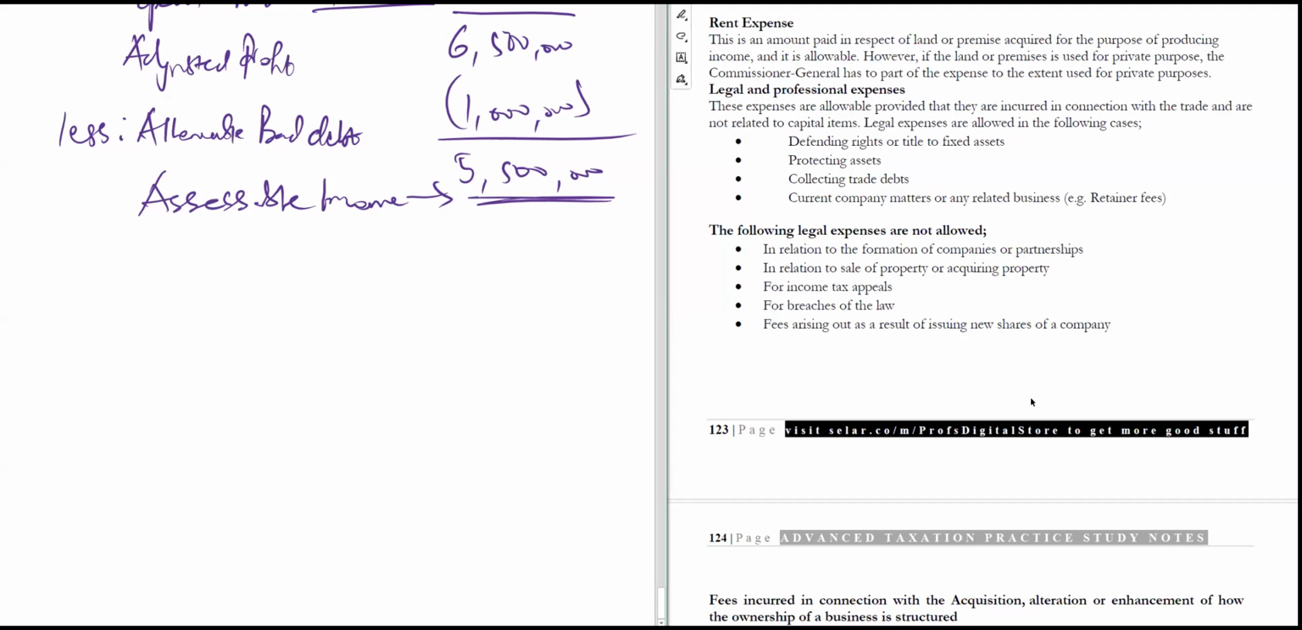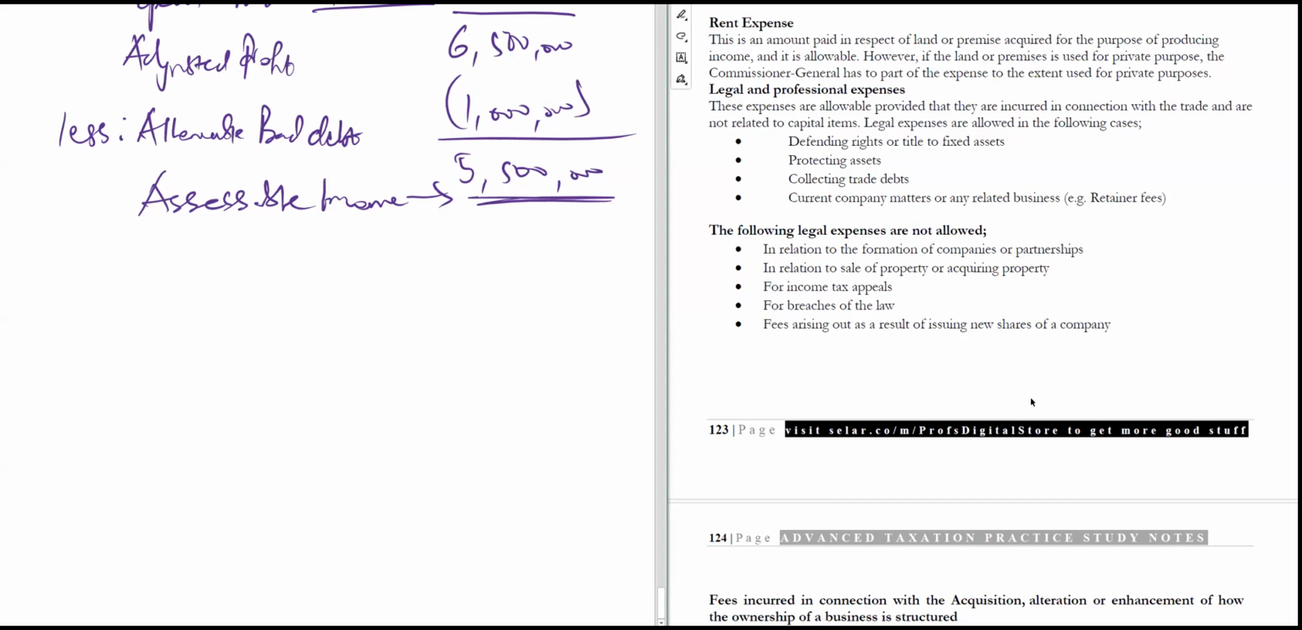So let's look at legal and professional expenses. Now, these expenses are allowable provided that they are incurred in connection with the trade. So if it is in line with what you do, or it is in line with your trade, then you allow them, and they should not be related to capital items. So legal expenses are allowed in the following cases. When you are defending title or rights to your asset, somebody is trying to fight you over your asset, or you are protecting your asset, or you are collecting trade debts. Okay, somebody owing you and you are trying to collect the money, or current company matters, or any related business, like retainer fees, disputes, they do not want to pay you your fees, all those things, right?